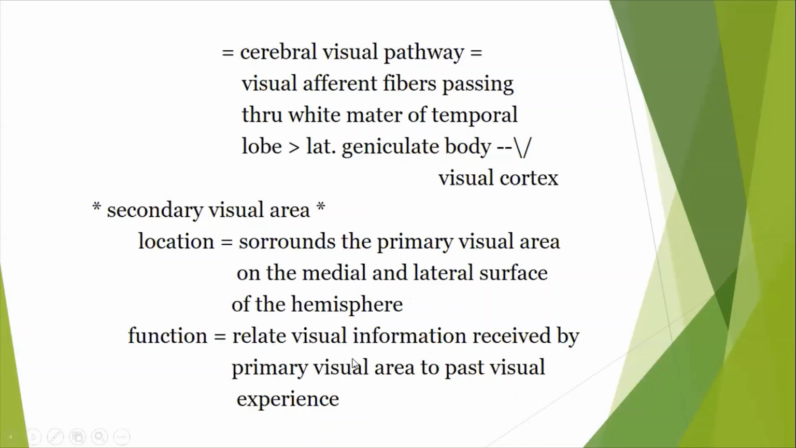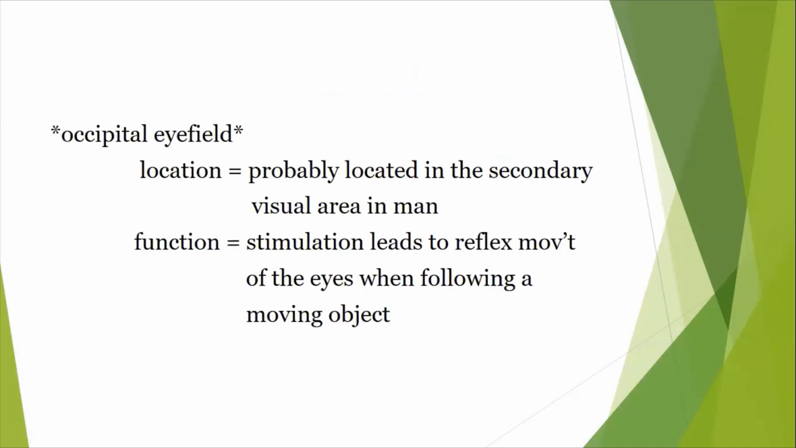And this will relate visual information received by the primary visual area to past visual experience. So if it is secondary, you can say that it is more for storage of past experience. Occipital eye field: this is probably located in the secondary visual area in man, and stimulation of the occipital eye field will lead to reflex movement of the eyes when following a moving object.